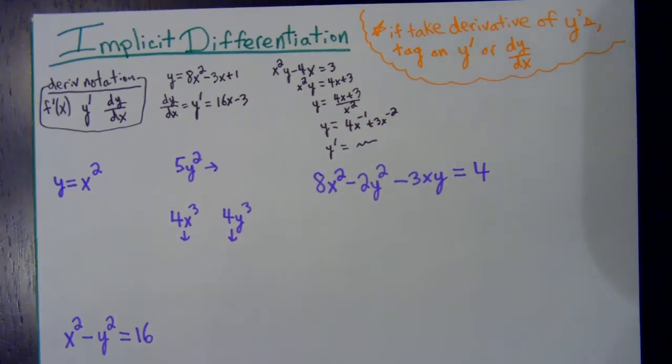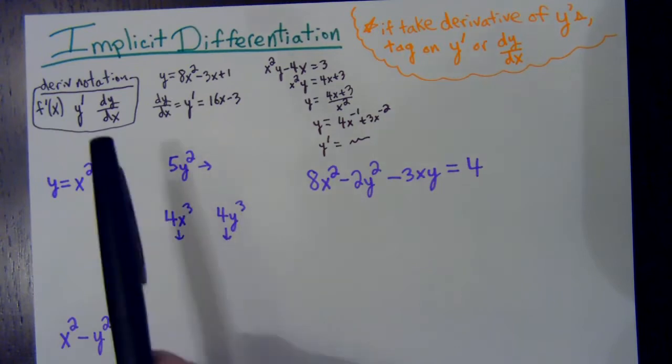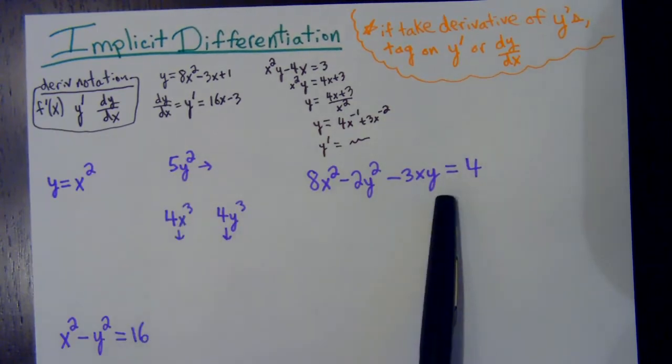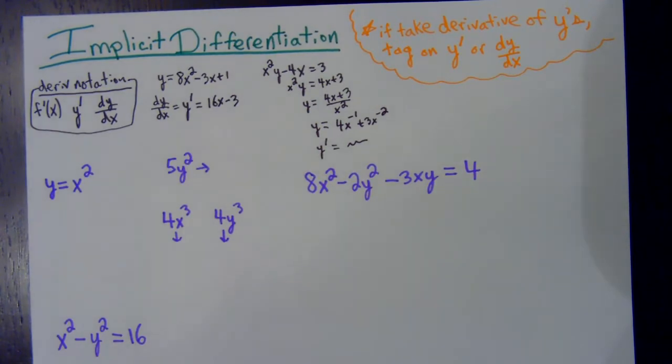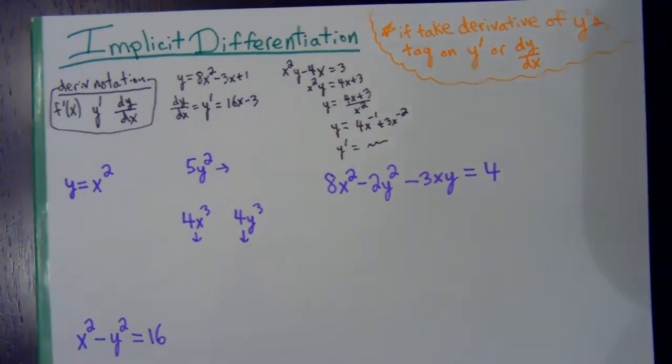On an implicit differentiation problem, when it looks like this, we don't do any solving at the beginning. We're just going to right away start taking derivatives as is. And if we need to take the derivative of y's, then we're going to tag on a y prime. So let's just talk briefly, real quick, about the y prime.